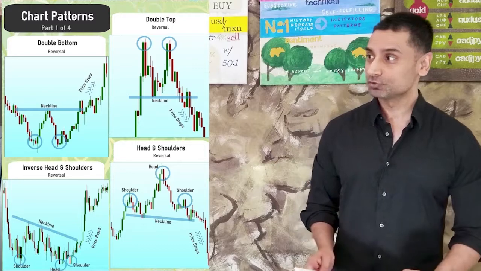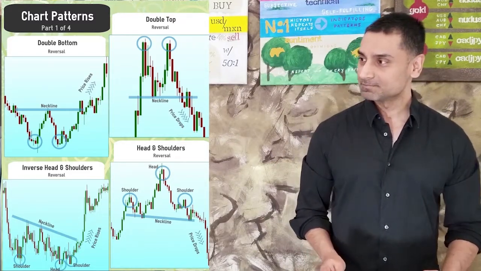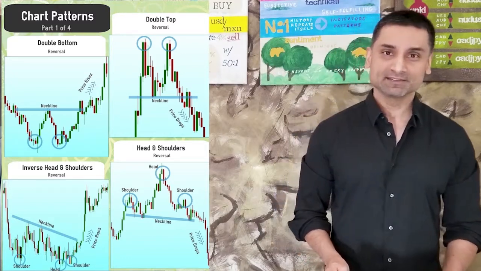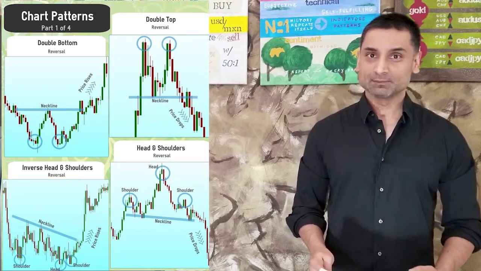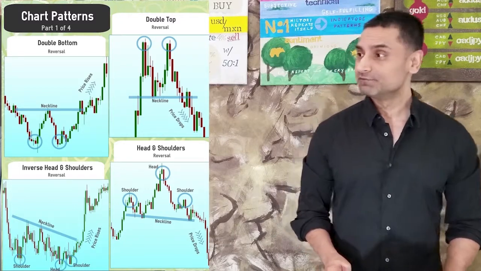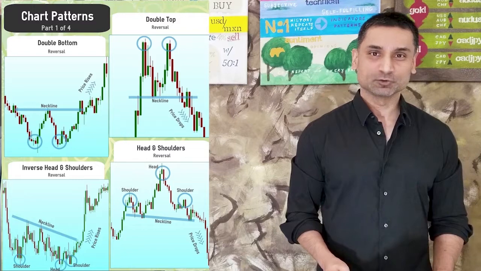You have the head and shoulders. As you can see, it has 2 highs that look like shoulders and another higher high in between them, and that's the head. The neckline is where you would place your entry, or you can set a pending order. And then you have the inverse head and shoulders, which is the reverse of the head and shoulders.